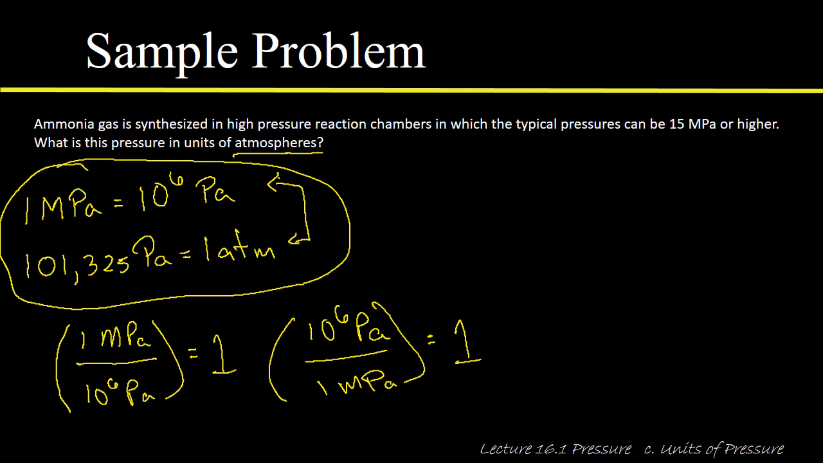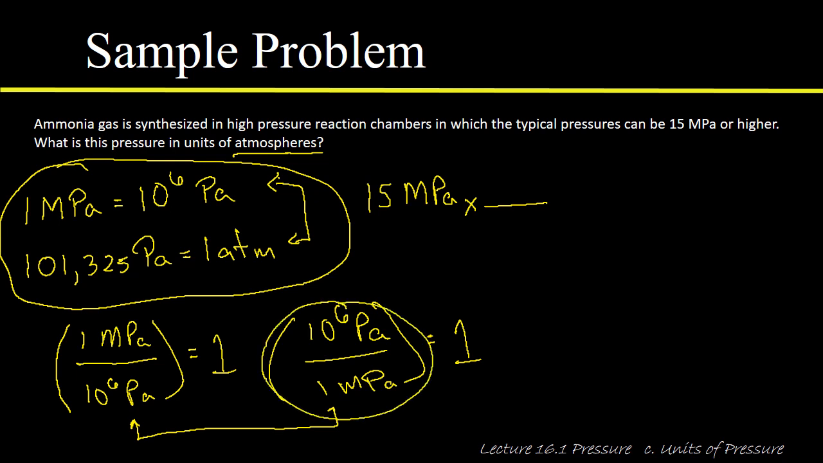All right, so we want to convert 15 megapascal to atmospheres. So let's go ahead and set up our dimensional analysis. All right, 15 megapascal. And then we'll use this first conversion factor. We can use either the one on the left or the one on the right. We want to use the one that allows us to cancel the units. So we're going to use this one over here. We'll write 1 megapascal in the denominator and 10 to the 6th Pascal in the numerator.